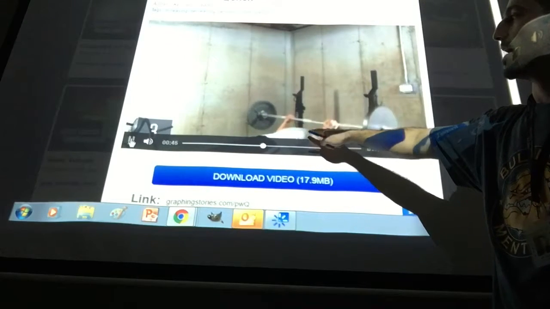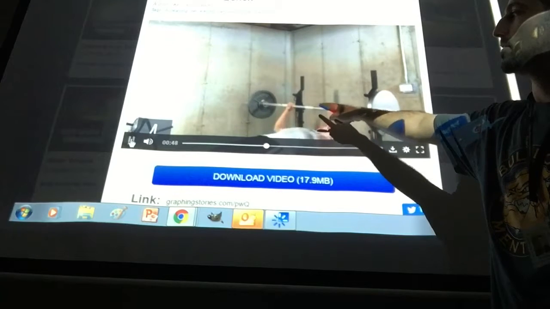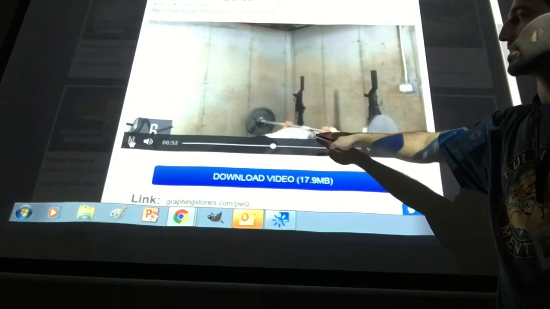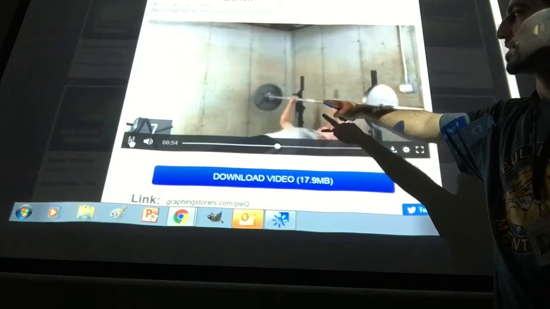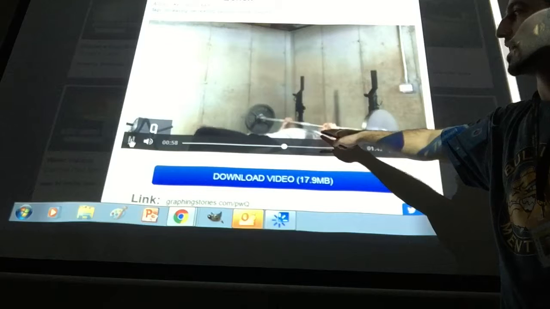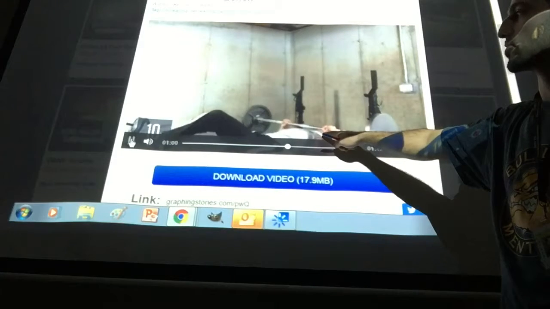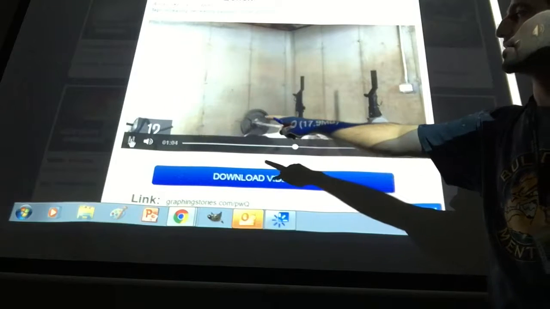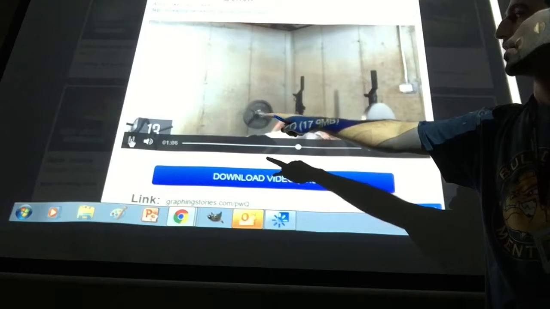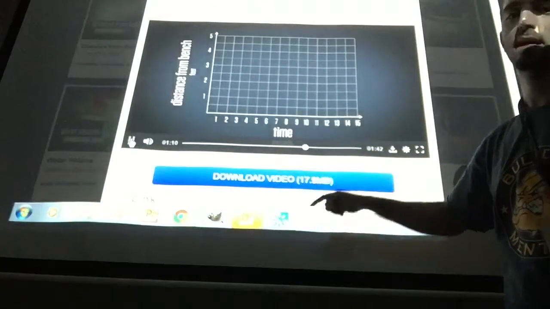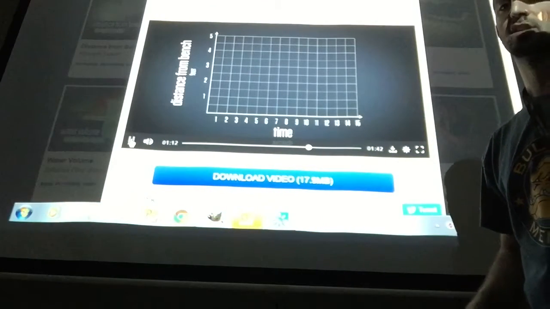At 4 seconds he's down. At 5 seconds he's up. At 6 seconds he's down. 7 seconds he's up. 8 seconds he's down. That's when he starts having trouble, but then he finally gets his momentum back at 13 seconds, and he gets it back up there. All right, so let's see if your graph matches my graph.